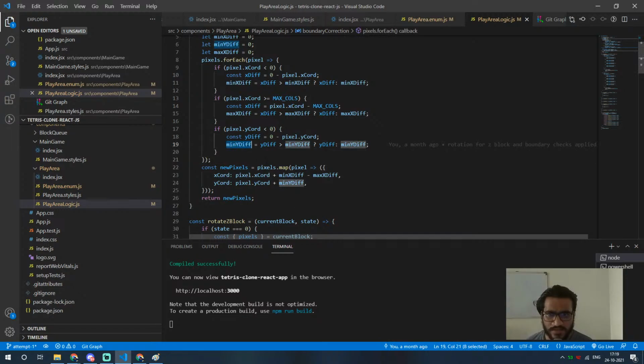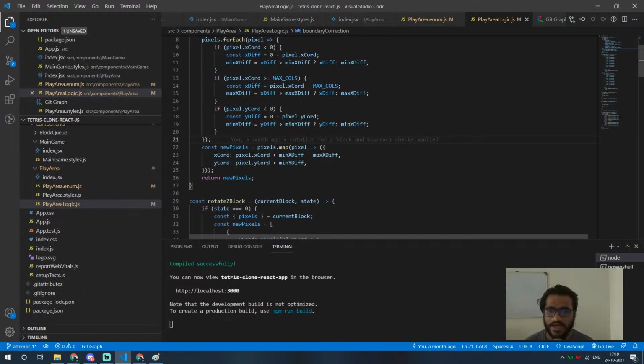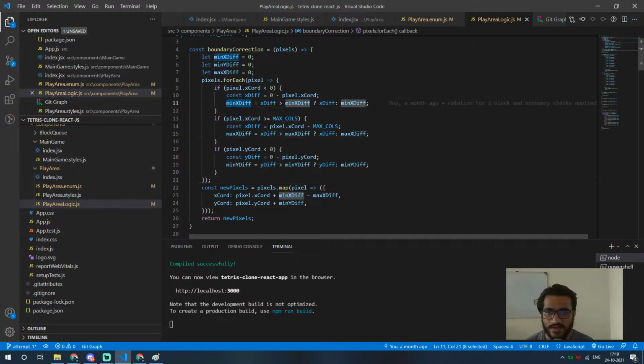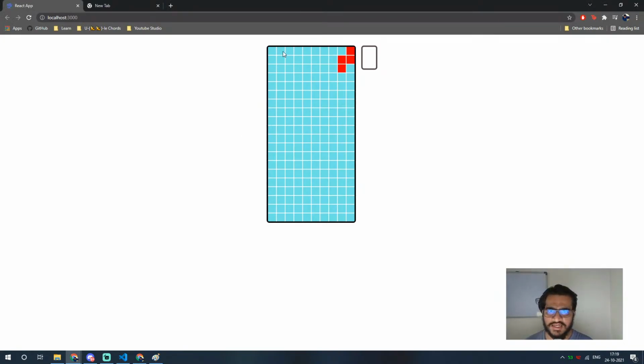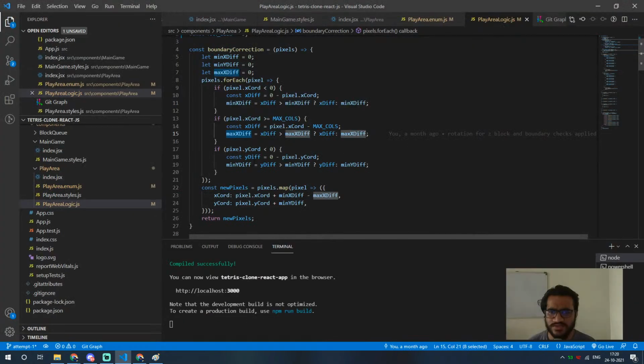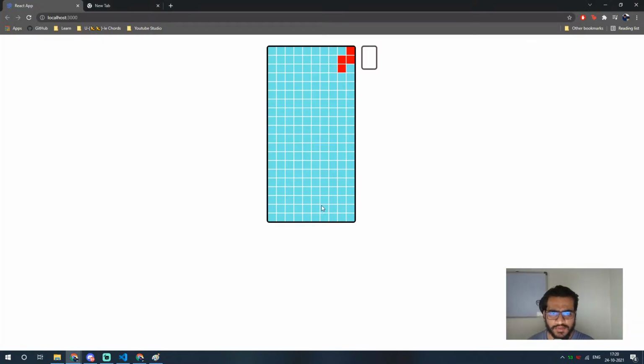Why is max y? Max y, right? With x we need both minimum and maximum diff, because in x the values can go minus here, minus also and plus also, but when it comes to y, we only need to check the minimum of the limit, because maximum is going to be below here, and here we are going to apply a different logic.